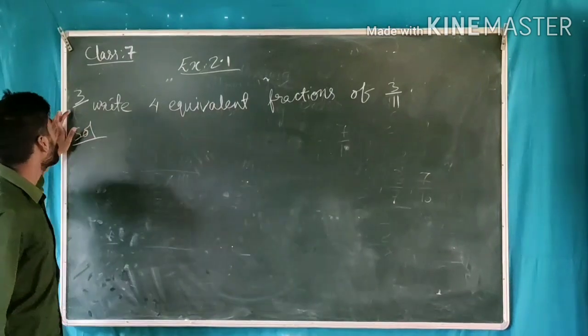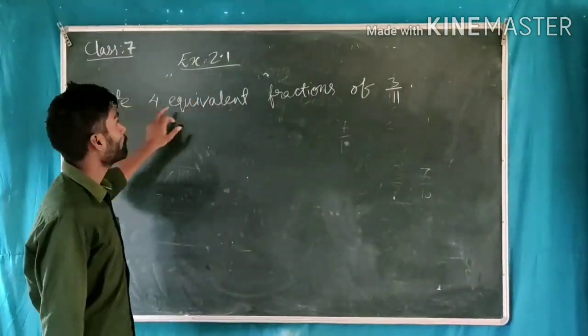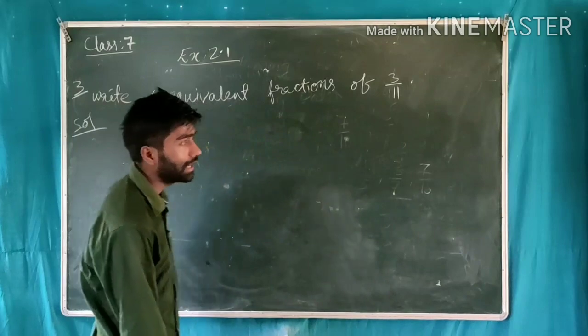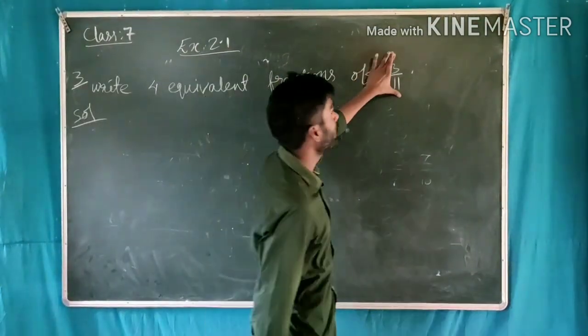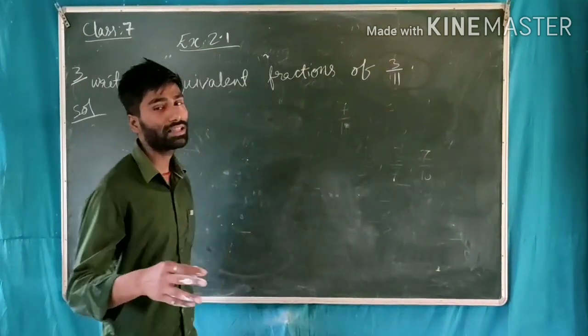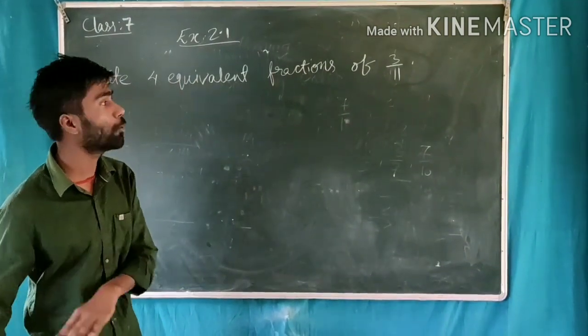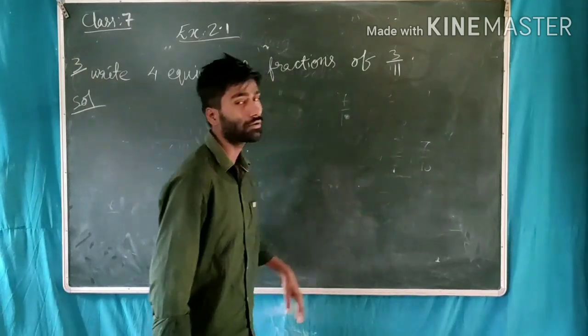So here we are going to do number 3, that is write 4 equivalent fractions of 3 by 11. Equivalent fractions, that means the number that is given here, we are going to multiply it with the next numbers, that is 2, 3, 4, and we are going to find the equivalent fractions of 3 by 11.